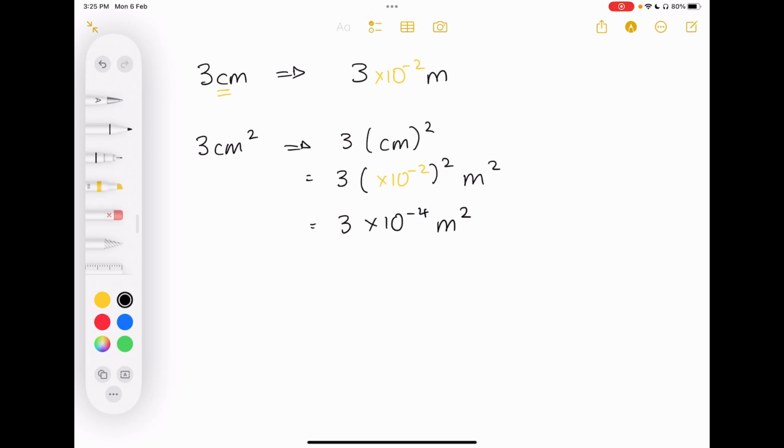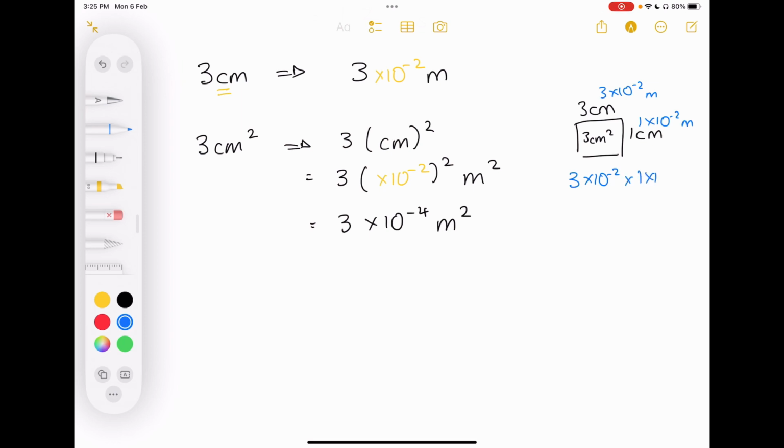If you don't believe me, let us actually draw out a rectangle, an area that is 3 centimeters squared. So this is my rectangle, it's 3 by 1. So obviously this is 3 centimeters squared. Now if I do the conversion, let's do this in blue, this becomes 3 times 10 to the power of minus 2 meters, 1 times 10 to the power of minus 2 meters. So the area becomes 3 times 10 to the power of minus 2 times 1 times 10 to the power of minus 2, which is the same as 3 times 10 to the power of minus 4 meters squared. Same answer.